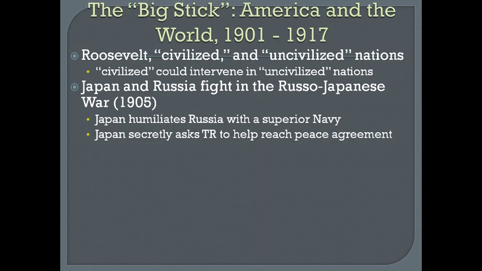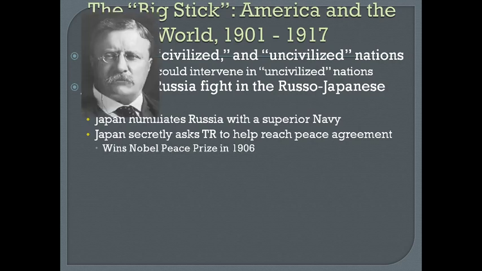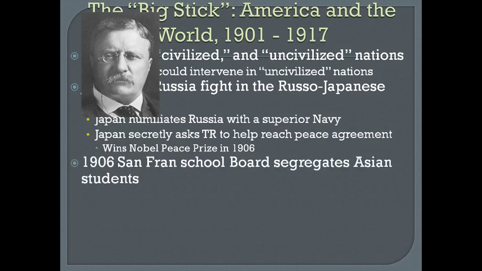So Japan secretly asks Theodore Roosevelt to help reach this peace agreement in the war, and President Roosevelt is gladly willing to do so, and he wins the Nobel Peace Prize in 1906, becoming the first U.S. president to win this prestigious award.